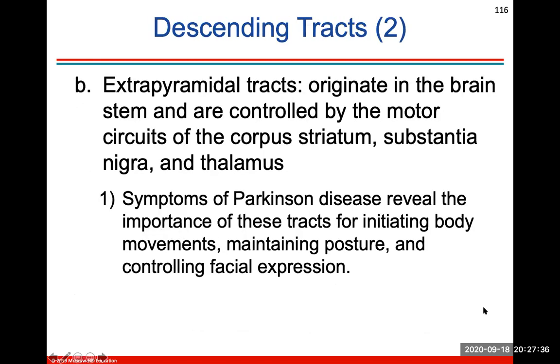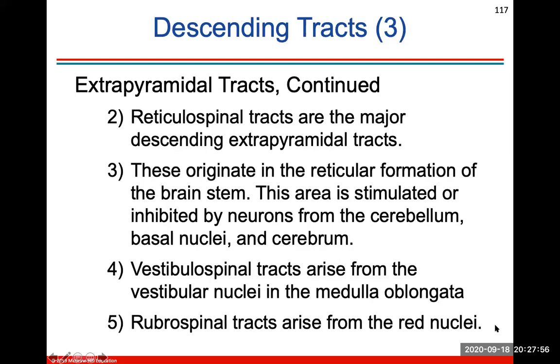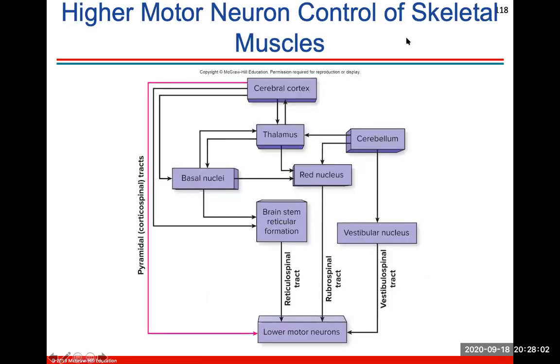So descending extrapyramidal tracts originate in the brainstem and are controlled by the motor circuits of the corpus striatum, which are parts of the midbrain. Some symptoms of Parkinson's disease reveal the importance of these tracts for initiating body movements, maintaining posture, and controlling facial expressions. A little more on extrapyramidal tracts. I won't ask you many questions on the details of these. So these are higher motor neuron control of skeletal muscles, just showing how the motor control of your muscles will initiate in the cerebral cortex, and then they'll travel down these motor tracts to lower motor neurons.